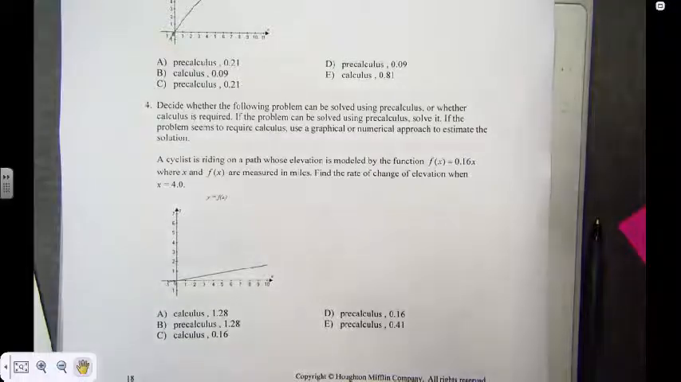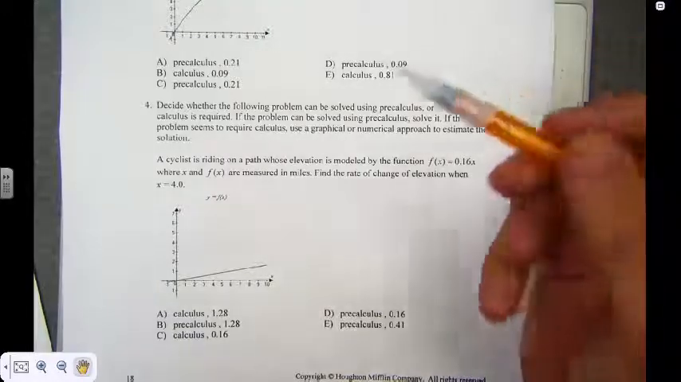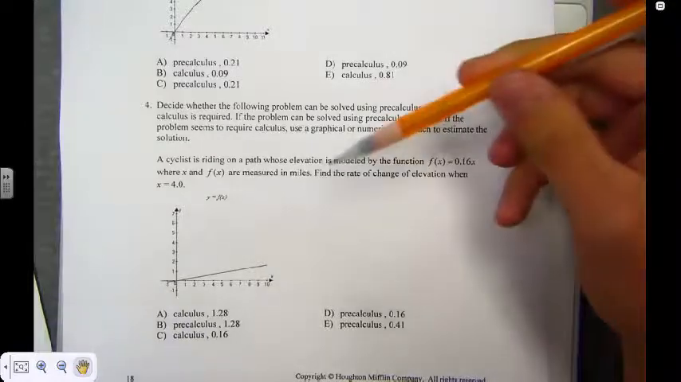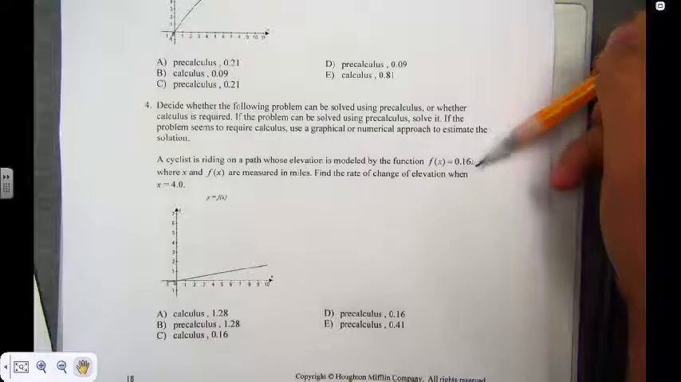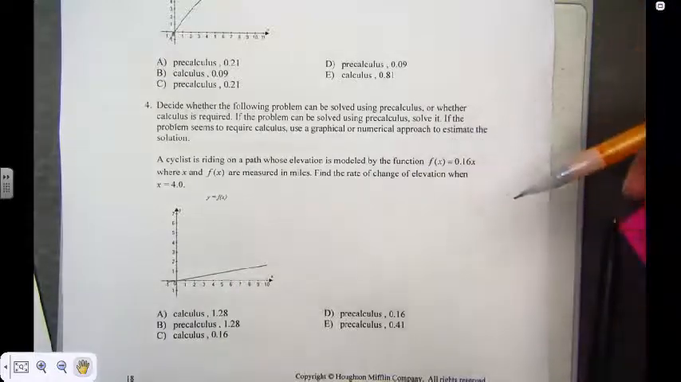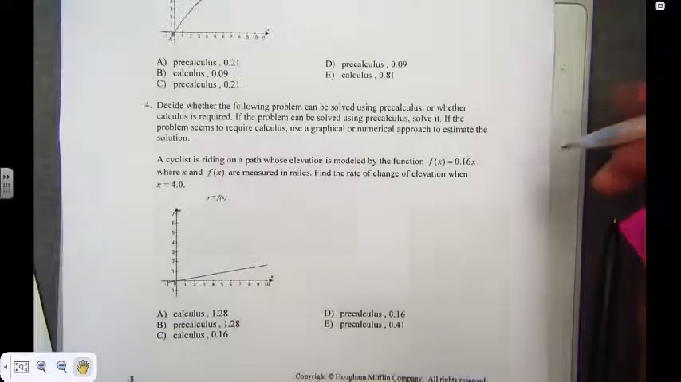Alright, so I'm going to be doing problems 4, 5, and 6, and we need to decide whether we are using calculus or not, or pre-calculus. Number 4: a cyclist is riding on a path whose elevation is modeled by the function f of x equals 0.16x, where x and f of x are measured in miles. Find the rate of change of elevation when x equals 4.0.